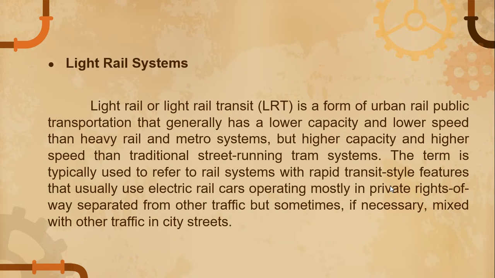rail cars operating mostly in private rights of way, separated from other traffic but sometimes if necessary mixed with other traffic in city streets. So if this is the case, then under the law of many countries, such systems are then legally tramways, although the vehicles which run on them are sometimes designated super trams. Modern light rail technology is flexible and adaptable, and whether any given system is considered a true rapid transit system or not depends on its characteristics.